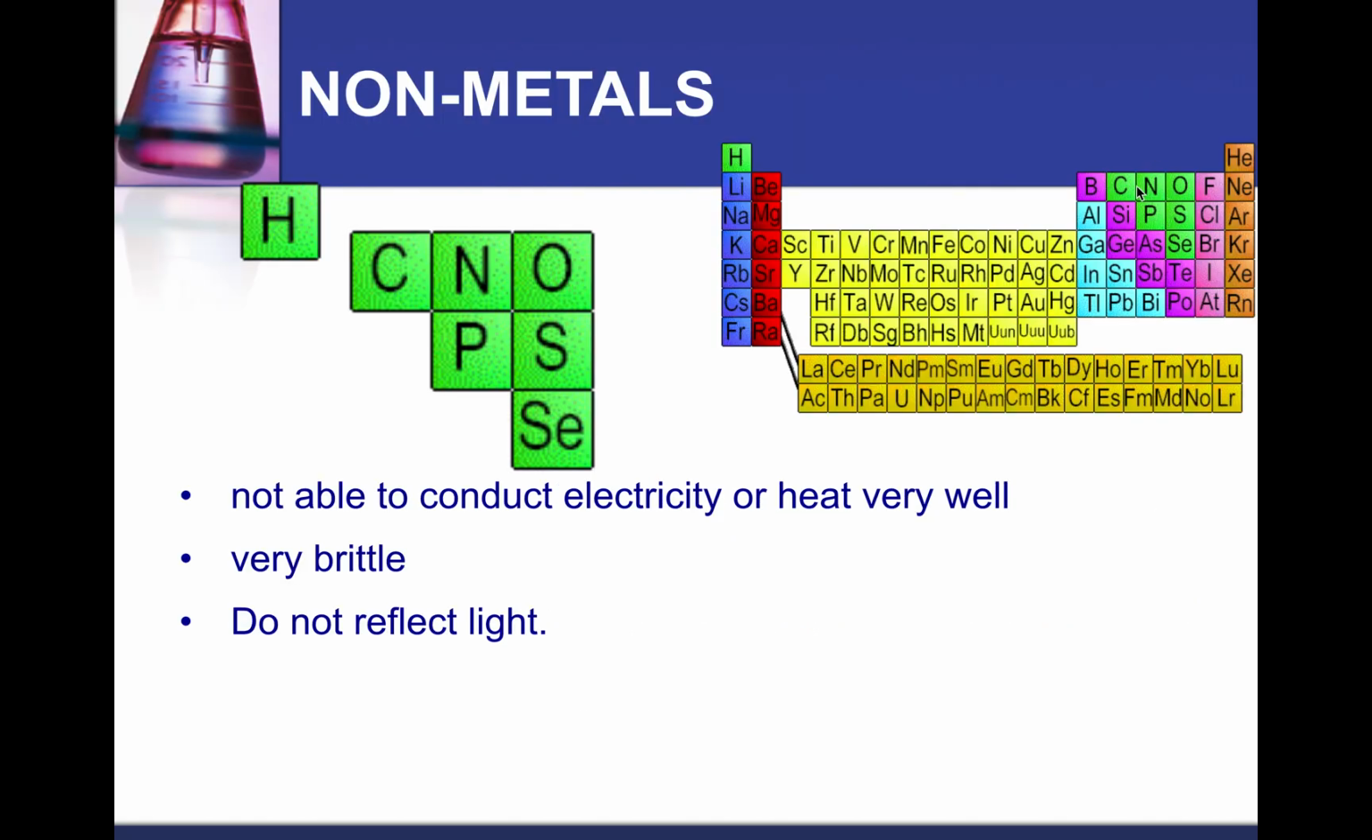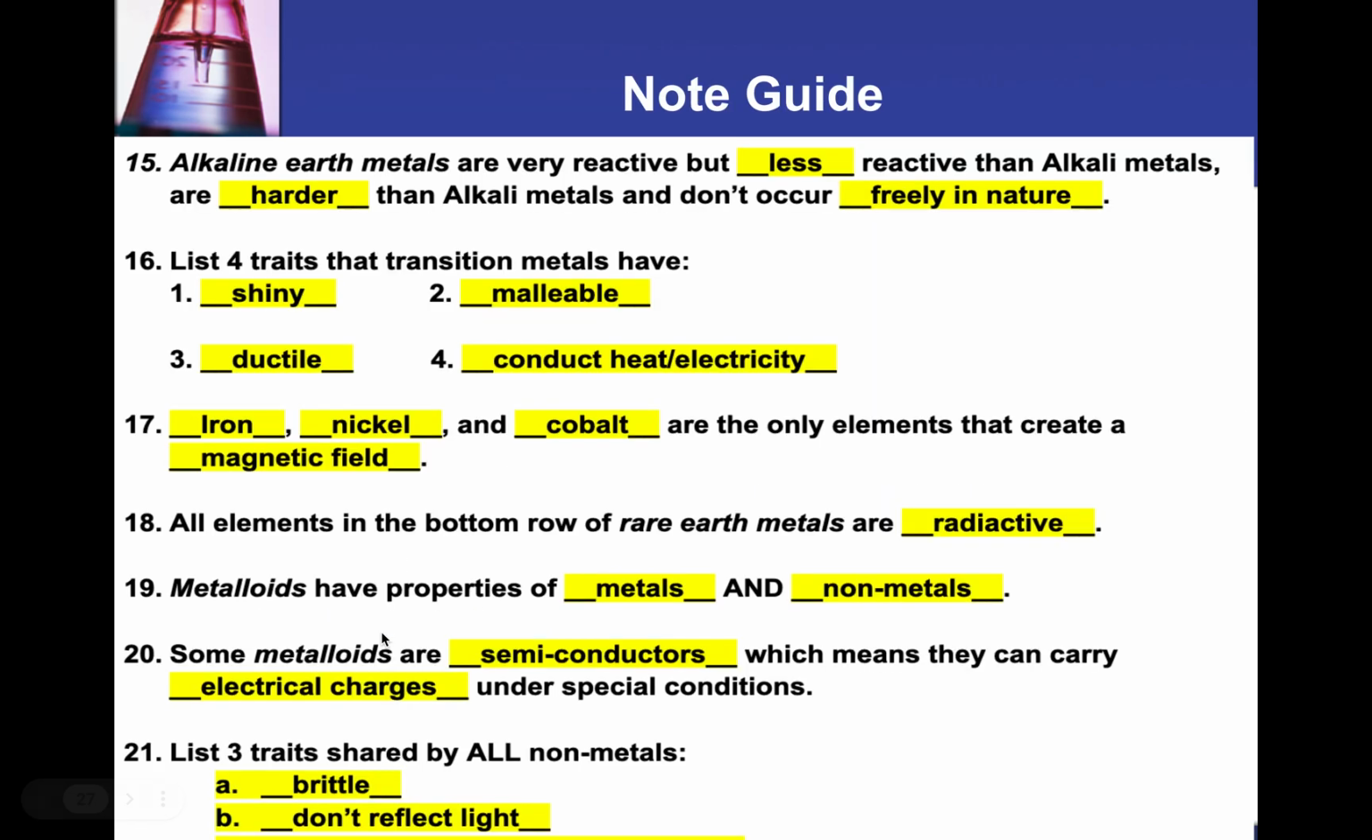Nonmetals, now this green group, they're pretty much the opposite. Nonmetals don't conduct electricity. They're brittle, not hard, and they're dull, and they don't reflect light, not shiny. A lot of notes to copy here, so press pause while you put them into your note guide.